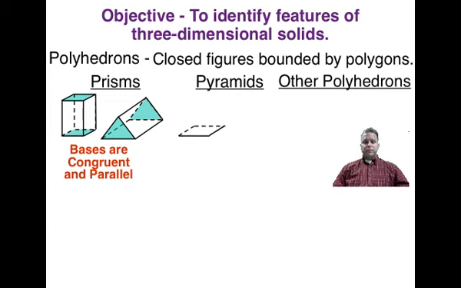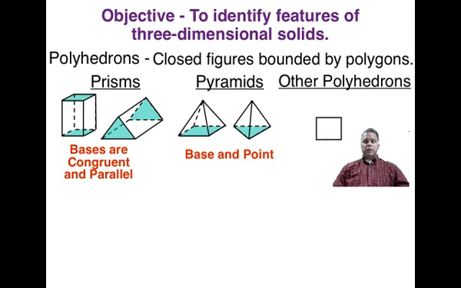For the pyramids, you have a base and you have a point, and the point is connected to the base. Pyramids don't have to have four sides. They could have 3 sides, 5 sides, 6 sides, and so on. But as long as they have a base and a point, they're a pyramid.